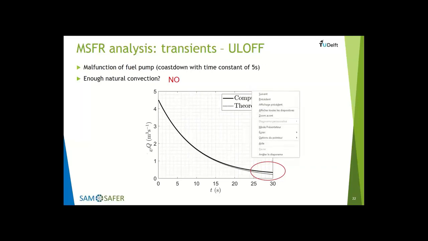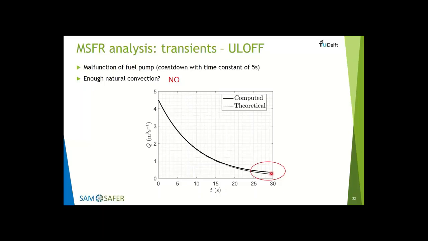Well, we found that that's not the case for the current design of the MSFR, because at the end of the simulation performed, after 30 seconds, you have almost a steady state condition in which the flow rate is only 6.5% of the nominal value, which means that there is definitely not enough natural convection to remove all the heat from the system. And one important conclusion that we derived is that the current MSFR design must be improved from the point of view of pressure losses inside the primary circuit.